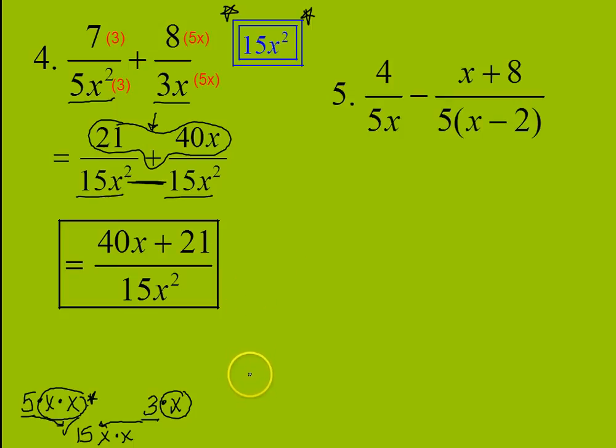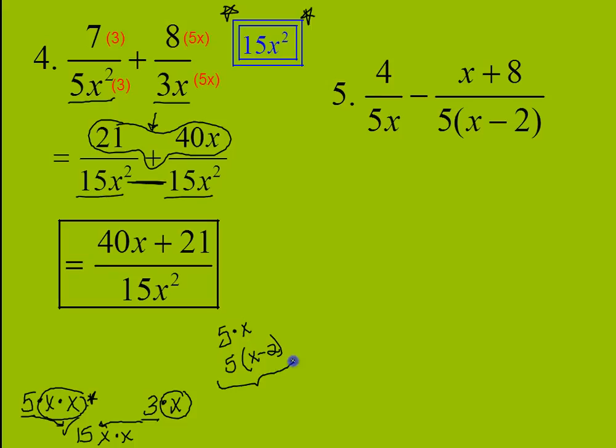The next one, common denominator. What do I have right here? I have a 5. I'm going to write this on the side. I have a 5 and an x. And what do I have over here? I have a 5 and an x minus 2. And remember, the parentheses are a big part of these. The x and the 2 go together.